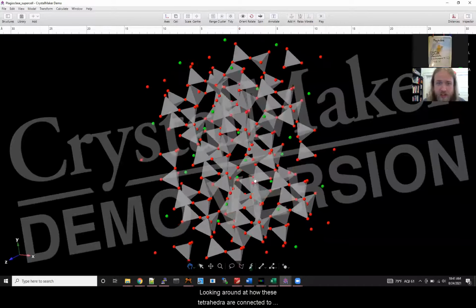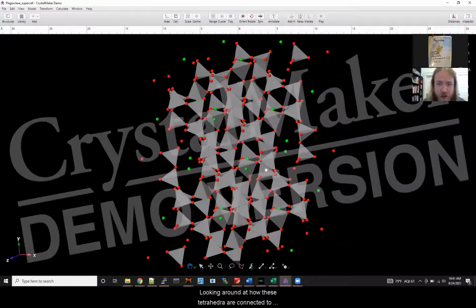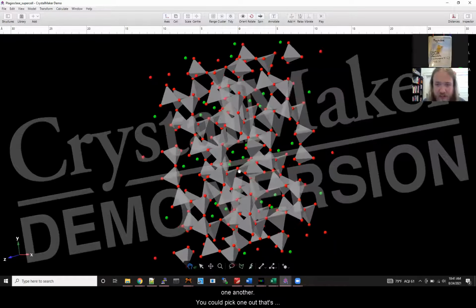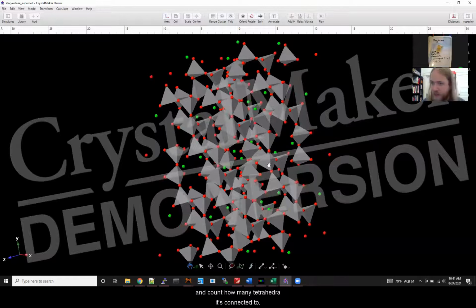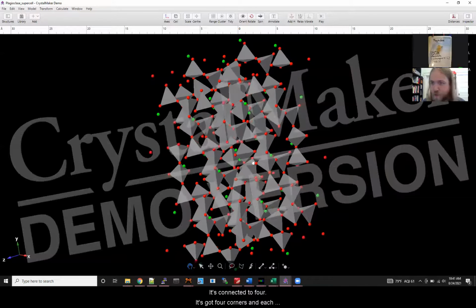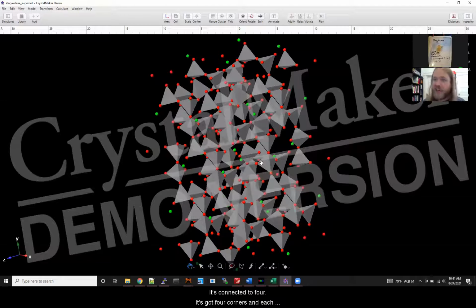Looking around at how these tetrahedra are connected to one another, you can pick one out that's near the center, say this one near the center of the image here, and count how many tetrahedra it's connected to. So 1, 2, 3, 4. It's connected to 4. So it's got 4 corners, and each corner is connected to a different tetrahedron.